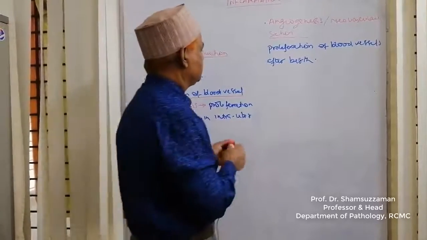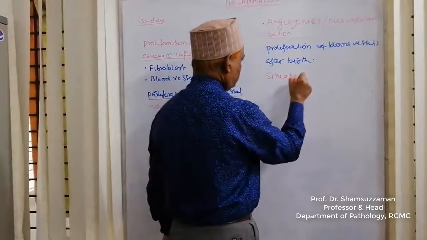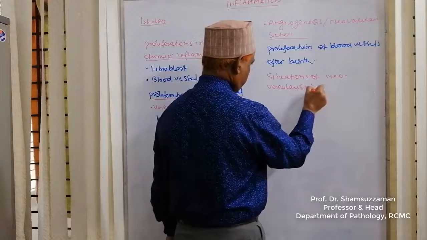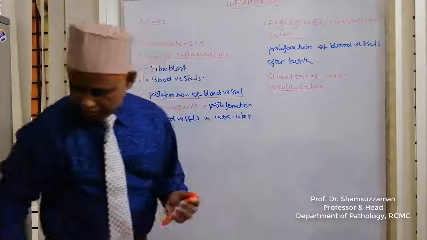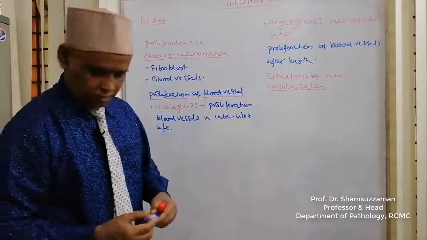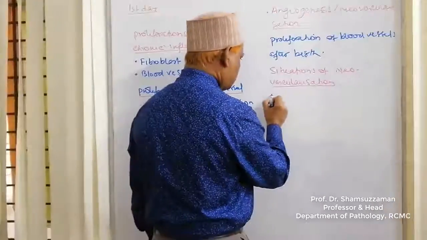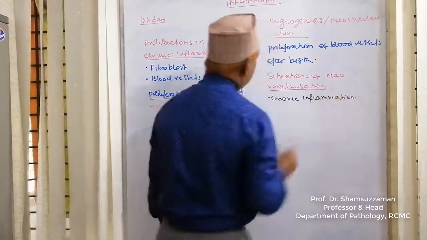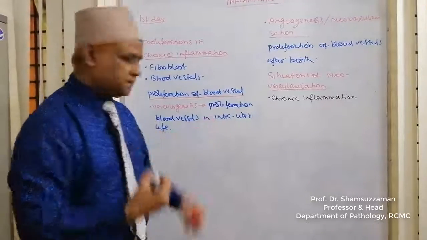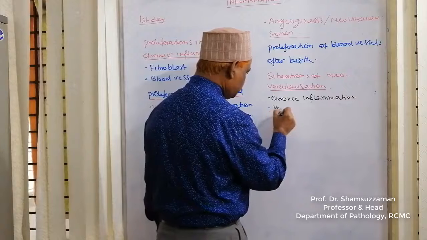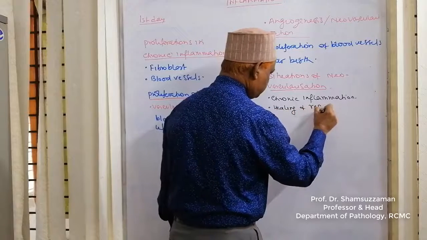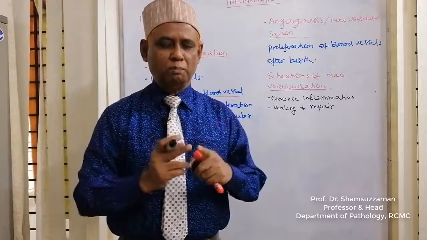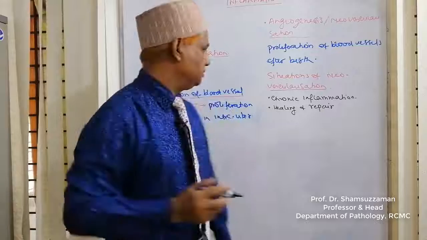Now come to the situations of neovascularization. Number one, chronic inflammation. I have told you chronic inflammation is proliferative in nature, so there is proliferation of blood vessels. Again, in healing and repair. Dear audience, you know, during healing and repair there is formation of granulation tissue, and one of the composite parts of granulation tissue is new blood vessel formation.